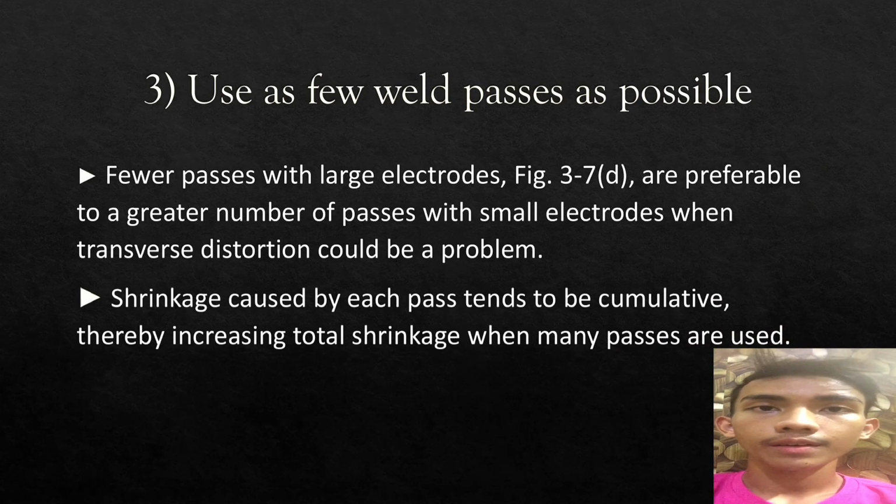Number 3. Use as few weld passes as possible. Fewer passes with larger electrodes, figure 3-7d, are preferable to a greater number of passes with small electrodes when transverse distortion could be a problem. Shrinkage caused by each pass tends to be cumulative, thereby increasing total shrinkage when many passes are used.